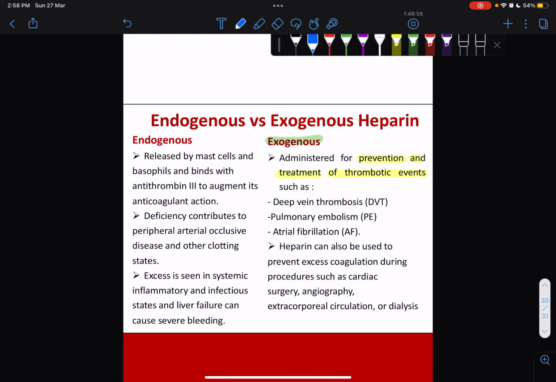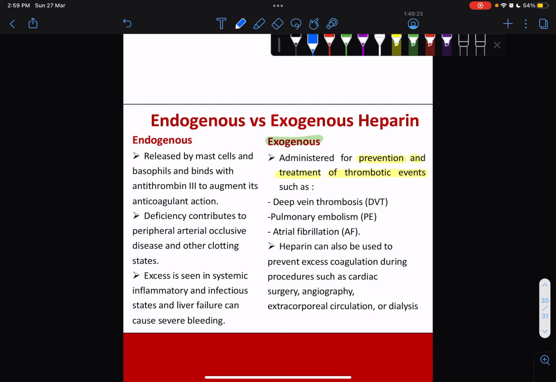Okay? Heparin is also given when we have some heart procedures, for heart operations, and for angiography, when we are checking the heart in angiography in different situations. We give the heparin from outside. And in dialysis for the kidney patients also. Okay? We add heparin so that the blood should not clot. Extra clotting should not happen in the blood. These are the advantages of the exogenous heparin.